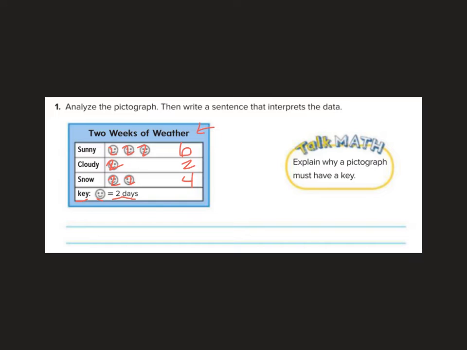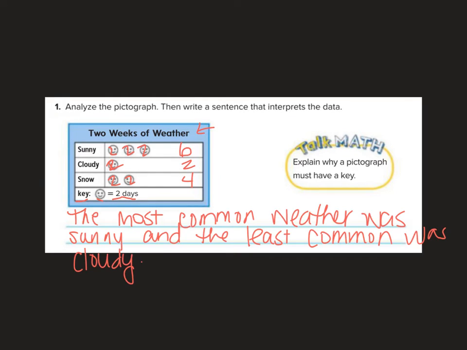Okay, so now we need to write a sentence that interprets the data. So that's where we could say the most common weather was sunny and the least common weather was cloudy. We could also say something about how there were 2 more sunny days than snowy days. There were 2 less cloudy days than snowy days. Or there were 4 less cloudy days than sunny days. Right? We're just kind of talking about what we're seeing on this graph here.